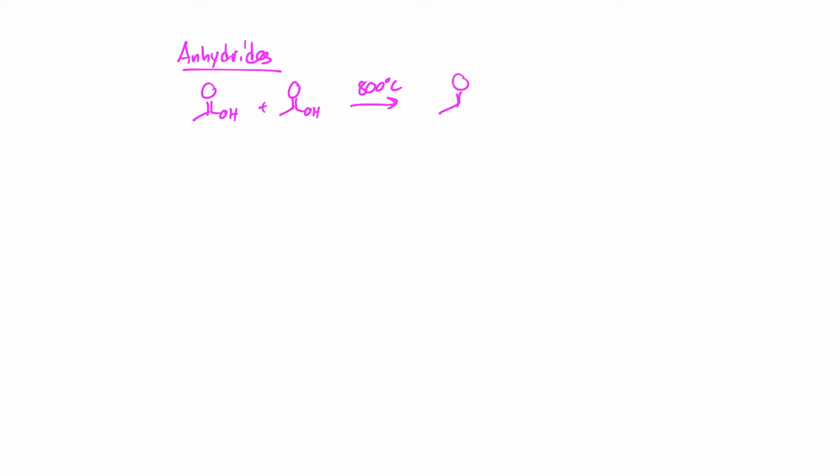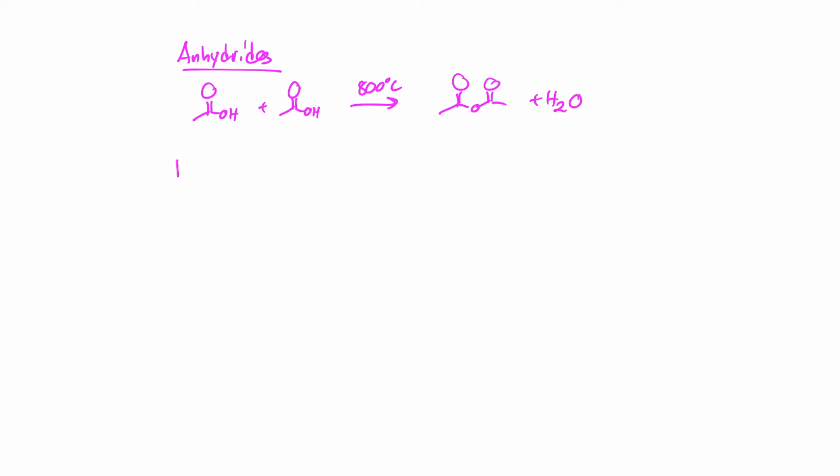Celsius, and we can basically drive off water to produce the anhydride. And this is how acetic anhydride is produced in industry. It is the most common anhydride. It doesn't work as well for other anhydrides.